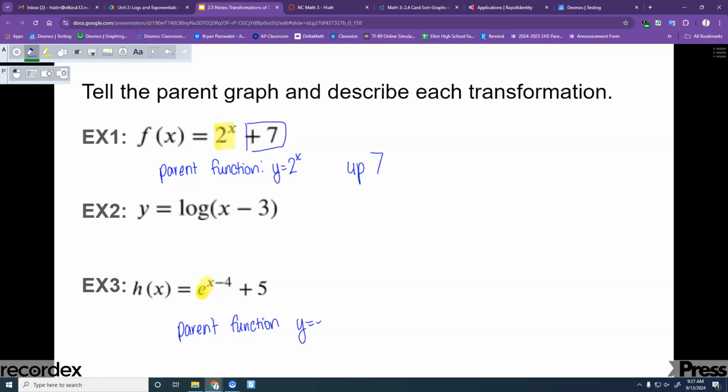Y equals e to the x. Okay, now in this case, we got 2 things that are happening. They don't put parentheses around the exponent, but I'm going to. We got the minus 4, and we got the plus 5. So, Lily, what's the minus 4 going to do to this graph?